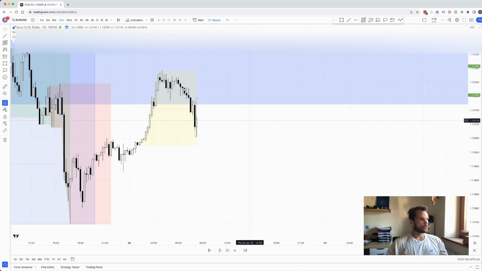Okay, so it's not as clear. We got some wick ups on the 15. We got like a little sweep there. But for me, all the rest is like it's mitigating itself. So I would class this as like a flip zone area because that's the last sort of consolidation.